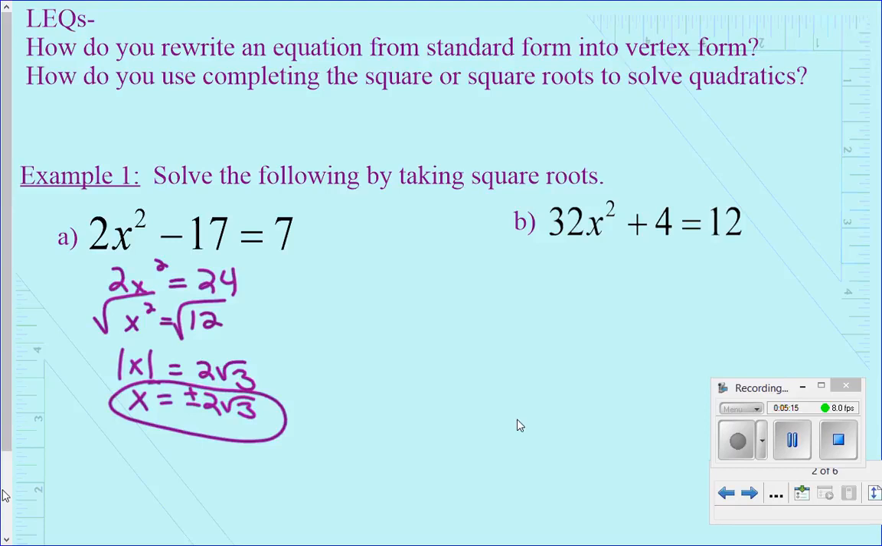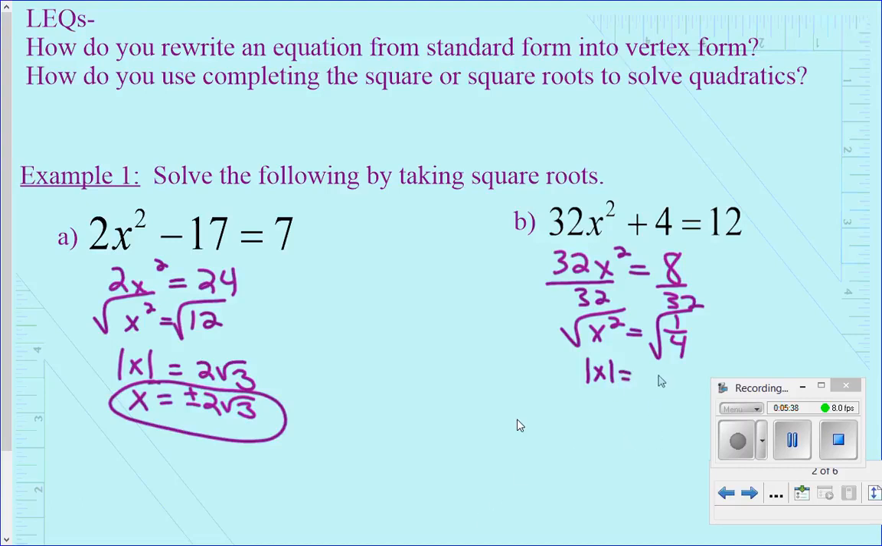So I'm going to use the same approach on this problem. I'm going to subtract 4 first. Next, I can't take the square root yet. I got to get rid of that 32, so I'm going to divide. So I have x squared equals 1/4 when I simplify that. Now I'm ready to take the square root of each side. So once again, the square root of x squared is the absolute value of x. The square root of 1/4, we know how to do that. We've been working on those. Square root of 1 divided by square root of 4, which is 1/2. So x is equal to plus or minus 1/2.